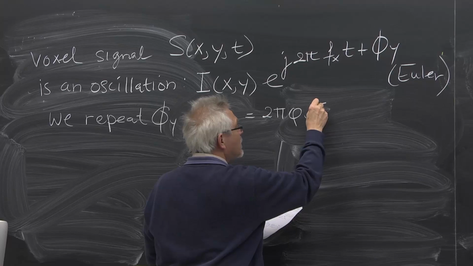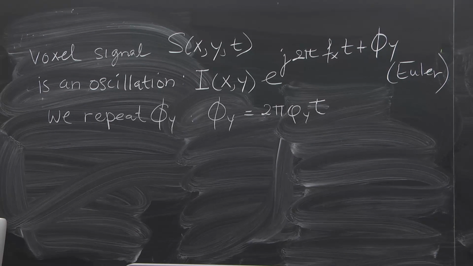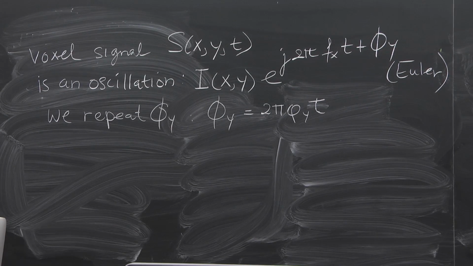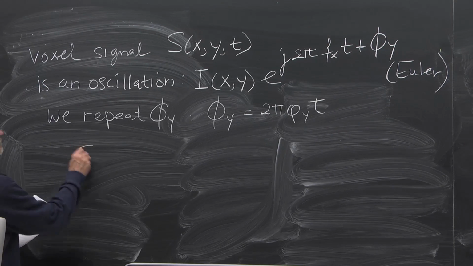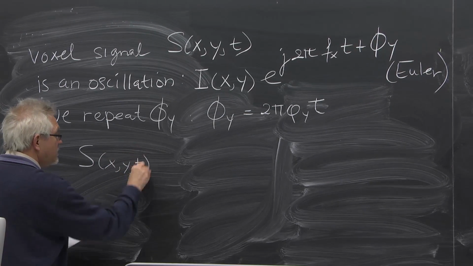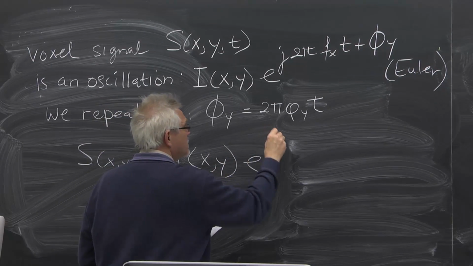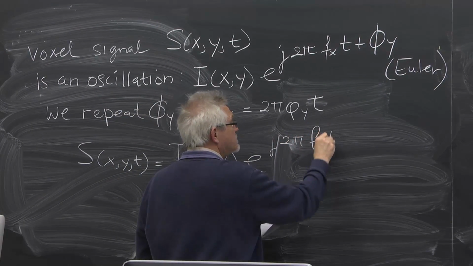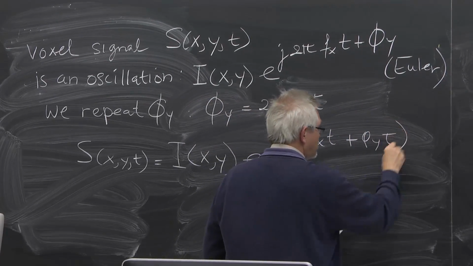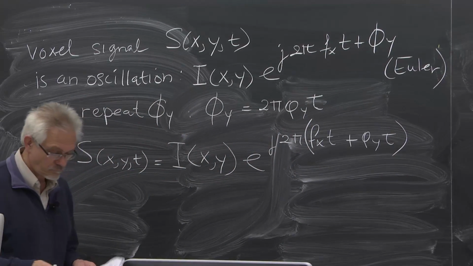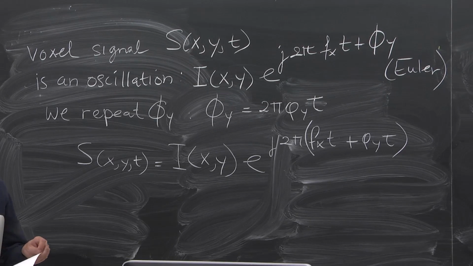And let's call that tau, because we do that on a different time scale. In that case, we can now say that S of x, y, t is that intensity function times e to the power j 2 pi (fx t plus phi y tau). That's how I encoded my oscillation. Right?